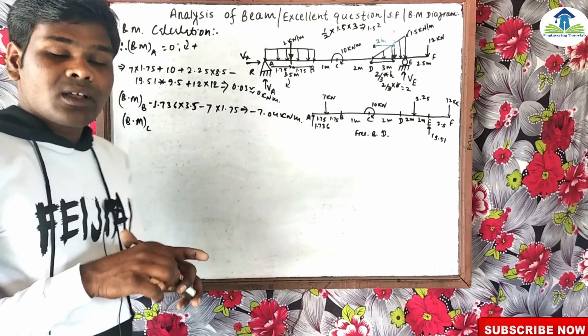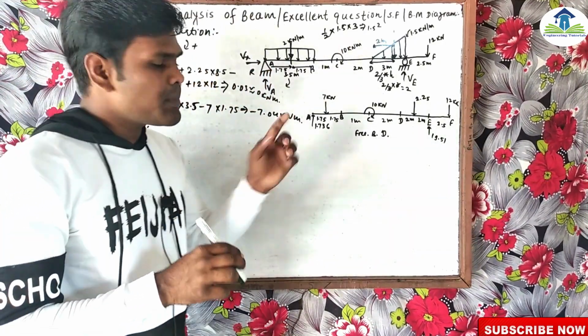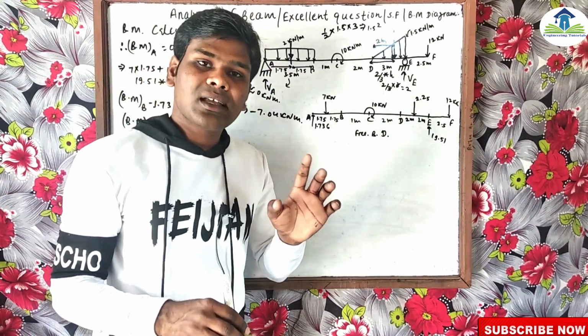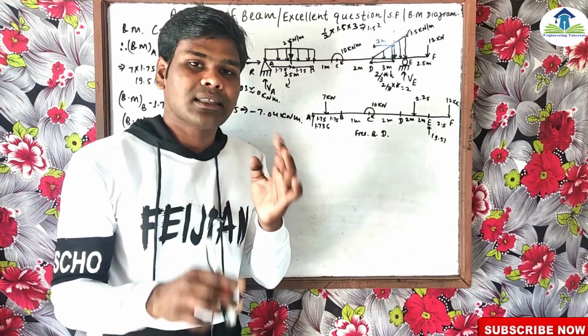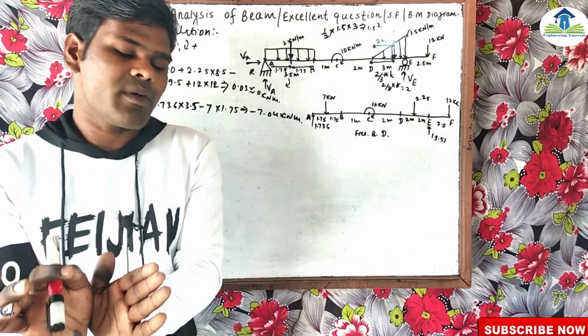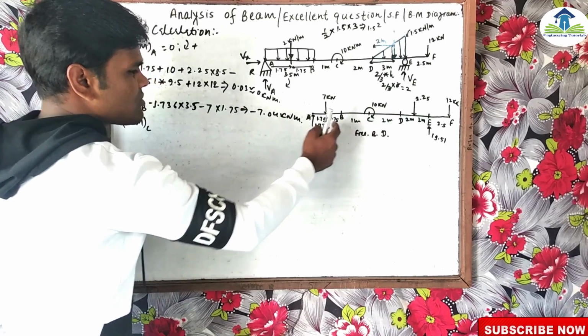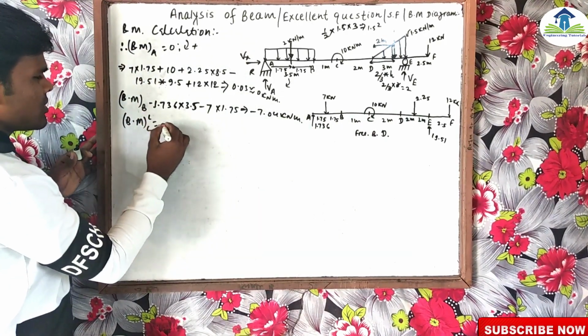Now the bending moment at point C. Here, if there is a bending moment given at any point, there will be two types of calculation: the left side bending moment and the right side bending moment. So for the left side bending moment, there is what?